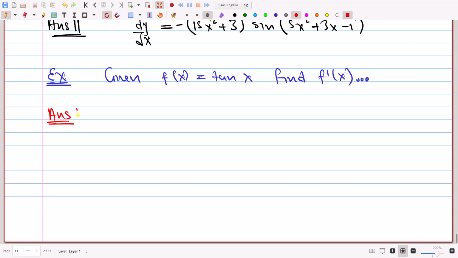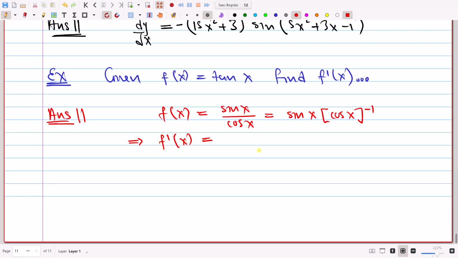How we proceed here is as follows. First, we should recall that f of x is defined as sine of x over cos of x. So we see that this is actually a product of the form sine x times cos x raised to the power negative 1. We have to recognize that. Now the next thing is to start differentiating. So what is f prime of x? We have already learned how to deal with products.